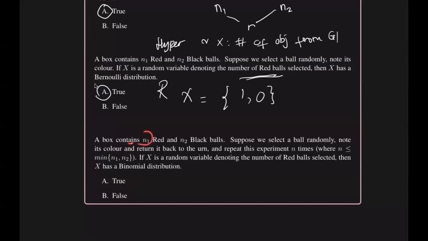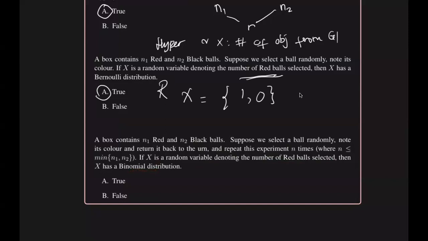Okay, here we have N1 red and N2 black. We also select a ball randomly, note its color, and return it back to the urn. And we repeat this experiment n times. Let's see. If X is a random variable denoting the number of red balls selected, then X has binomial distribution.